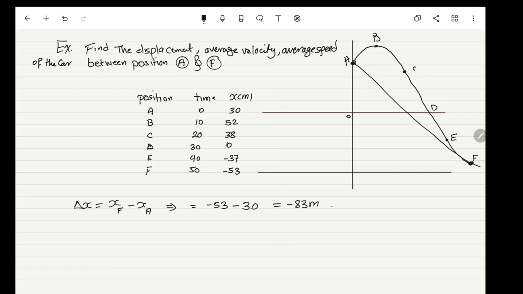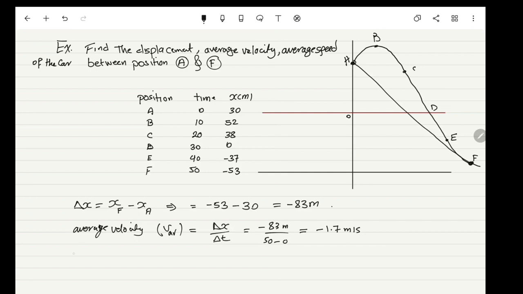Now the average velocity equals delta x over delta t. Delta x, we just calculated, is minus 83 meters, divided by the time interval, which equals 50 minus 0. The time for F is 50, and the time for A is 0. When we do the math, it equals minus 1.7 meters per second.